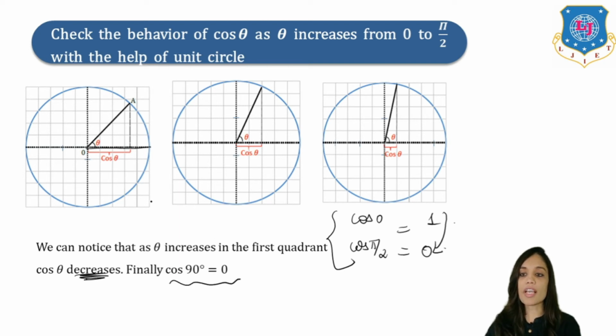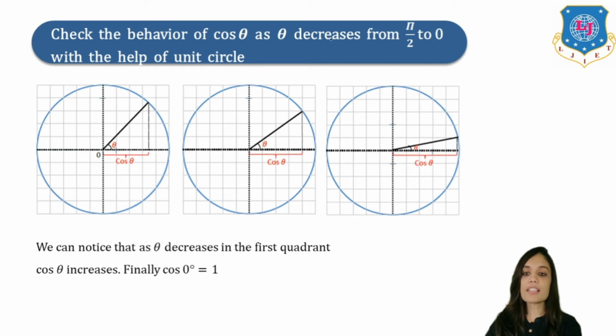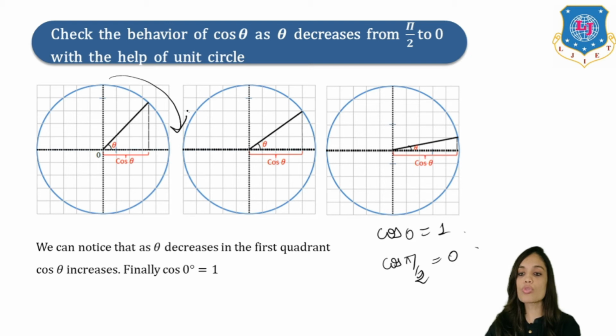0. Now let us check the behavior of cos theta as theta decreases from pi by 2 to 0 with the help of unit circle. Fine. So again let me write the value of cos 0, that is 1, and cos pi by 2, that is cos 90, will be 0. Now we are moving from this to this, that is pi by 2 to 0. You can see the cos theta is what? Increasing, right? You can see from the values also, if I move from pi by 2 to 0, the value of cos theta increases. So from this we can notice that as theta decreases in the first quadrant, that is as we move from pi by 2 to 0, the value of cos theta increases.